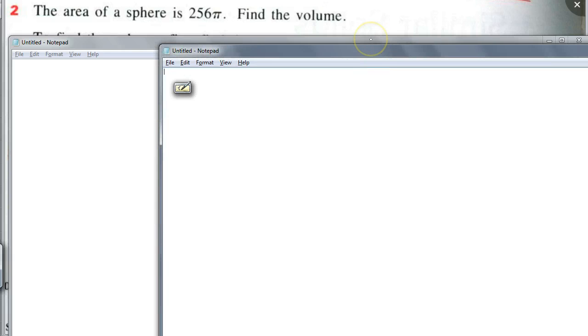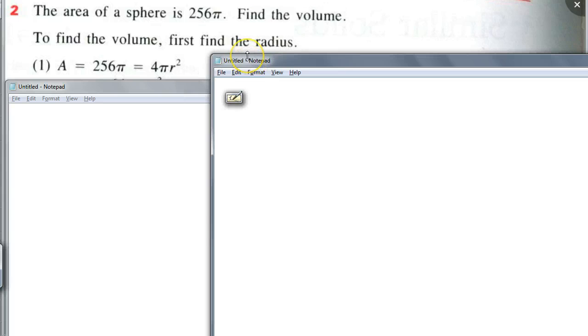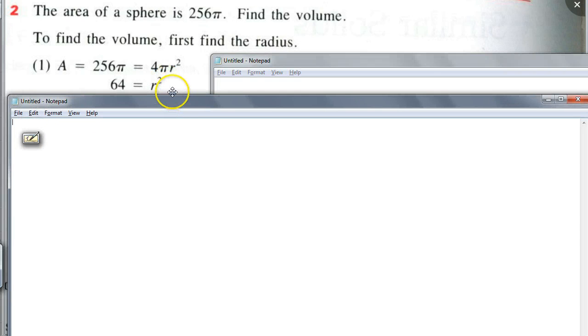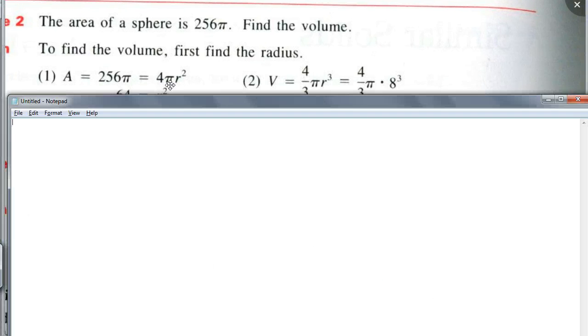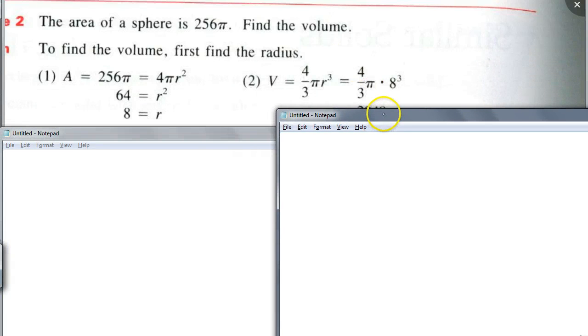To find the radius, we use the surface area formula. So it should be 256 pi equals 4 pi r squared, correct? Divide both sides by 4 and divide both sides by pi. You get r squared is equal to 64. What's r? 8. And once you know the radius, can't you figure out the volume by plugging it into the volume formula? And so you simply get 4/3 pi r cubed.